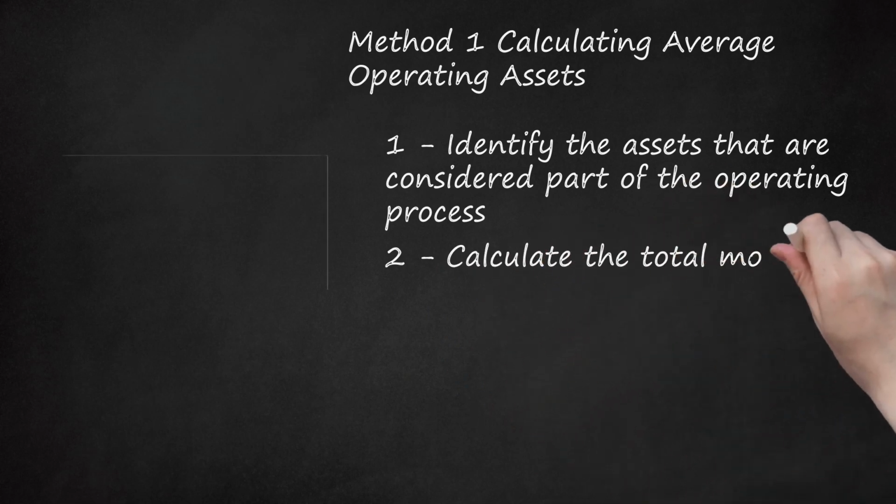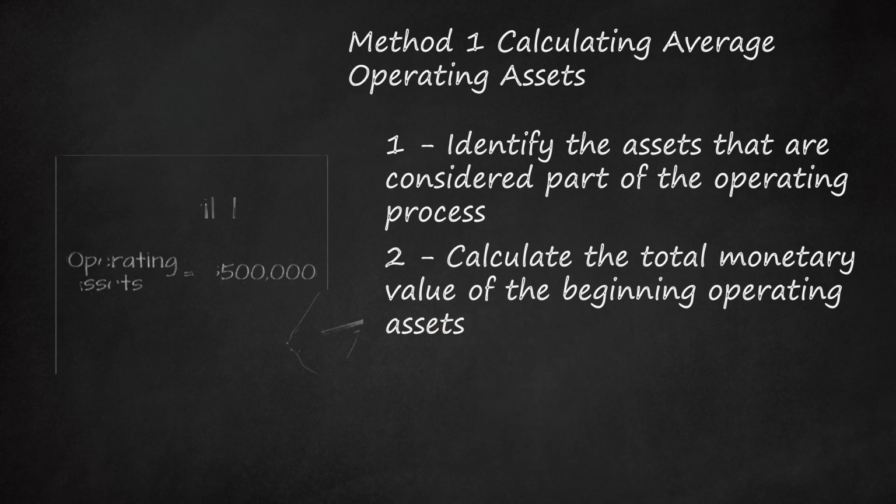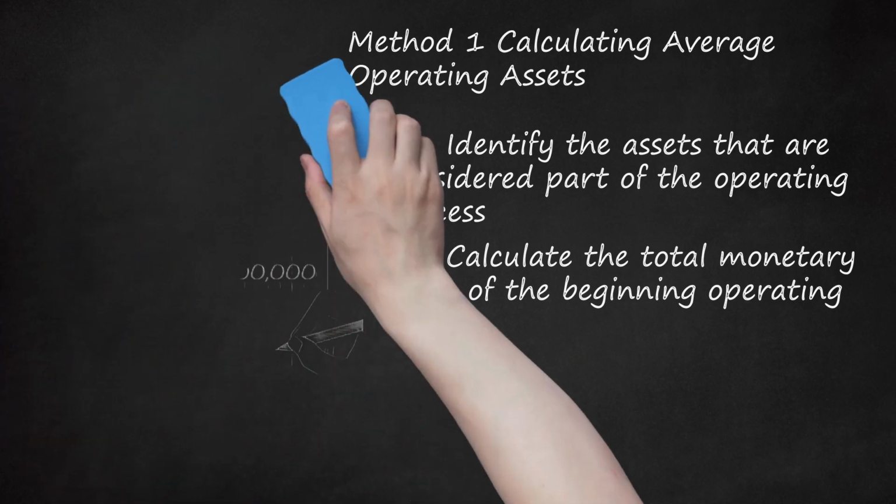2. Calculate the total monetary value of the beginning operating assets. This total is the total operating assets on hand as of the first day of the time period under consideration. For example, if the calculation is based on finding the average operating expenses for a quarter, the beginning assets will be those on hand as of the first day of that quarter. You can determine the monetary value of the inventory and equipment, as well as the cash balance and outstanding accounts receivable, by looking in the general ledger and relevant accounts. For this example, the value of beginning operating assets is $500,000 on April 1st.